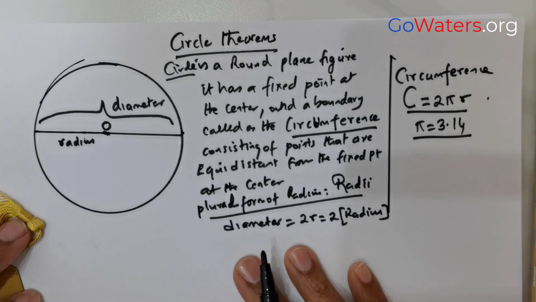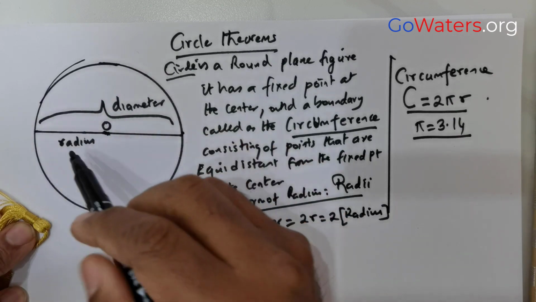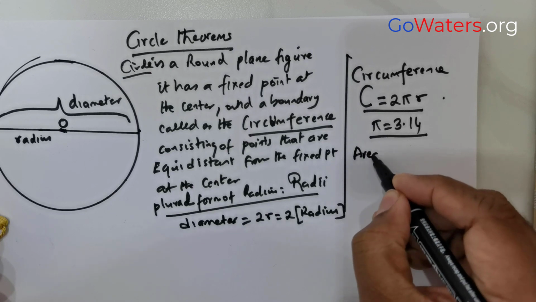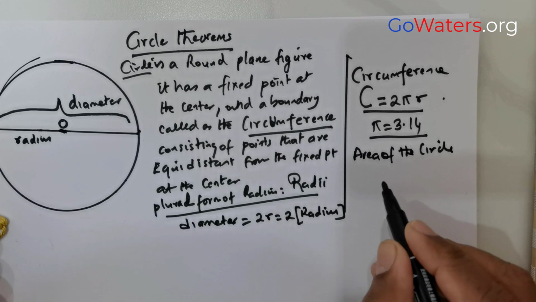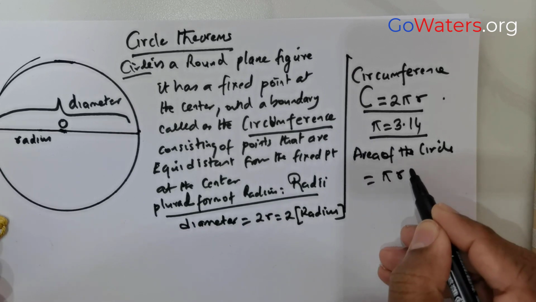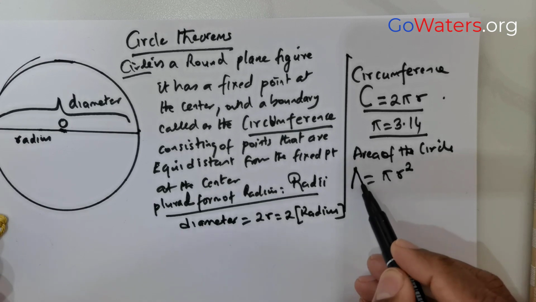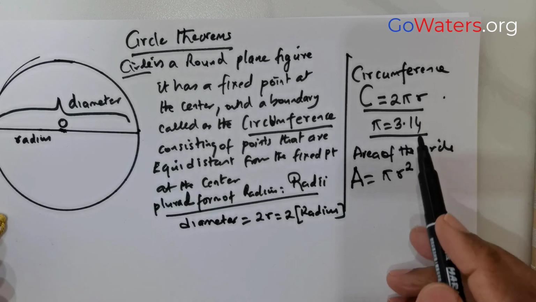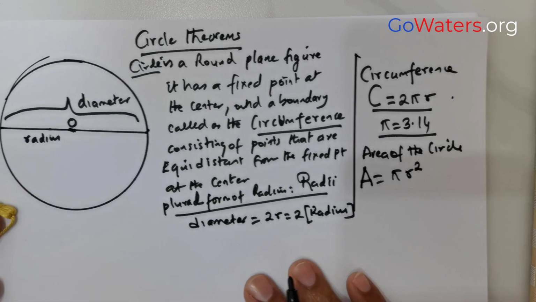Next, we are interested in the space occupied by this circle, usually called the area of the circle. These are all standards you have to know. It is given as pi times r squared, in square units. This is represented as capital A. So I have given you two formulae: C is equal to 2 pi r and A is equal to pi r squared. Right, so let us move on.